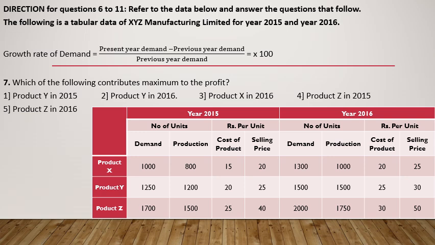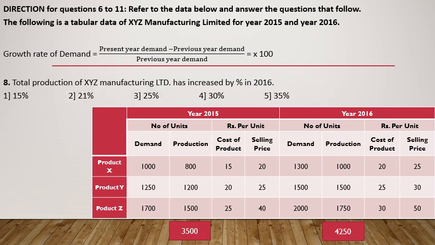5. Okay, product Y in 2016, this will be 5. Product X in 2016, this will be 5. And product Z in 2015, that is 15. And product Z in 2016, that is 20. So the answer of this question will be product Z in 2016, because that is contributing the maximum to the profit, right?